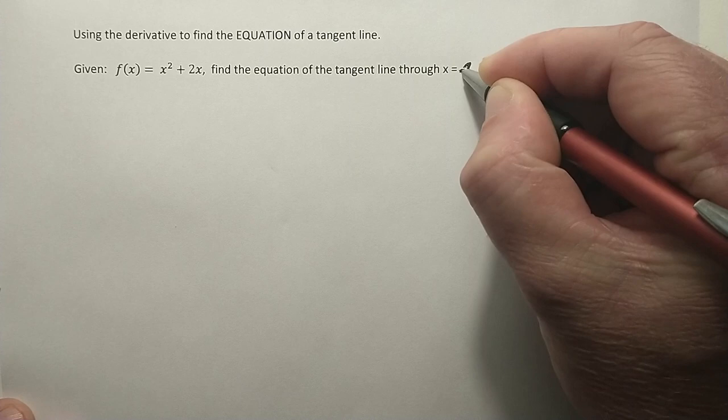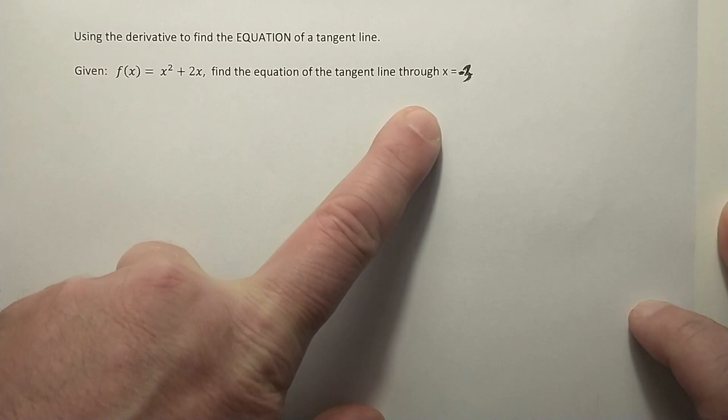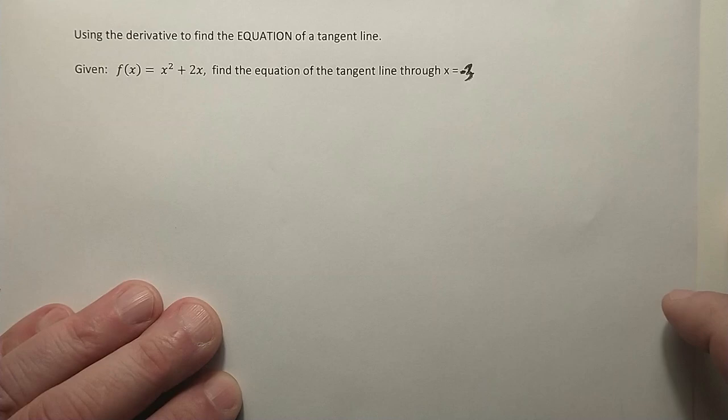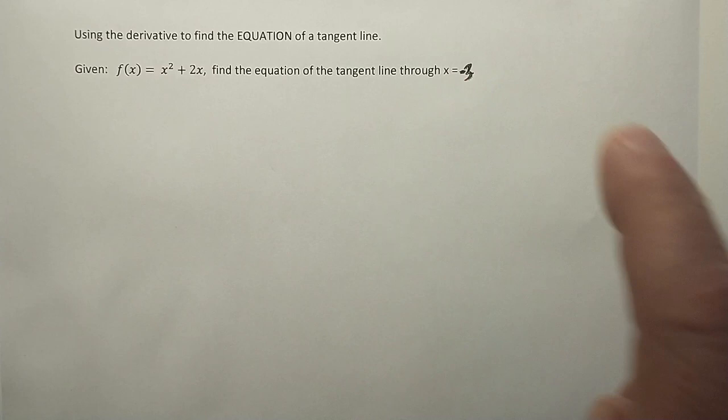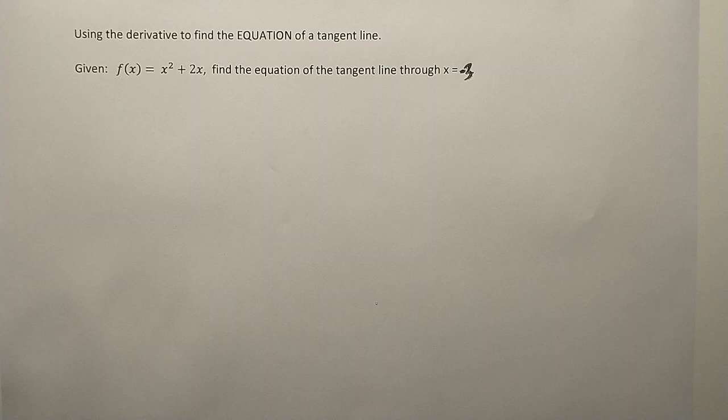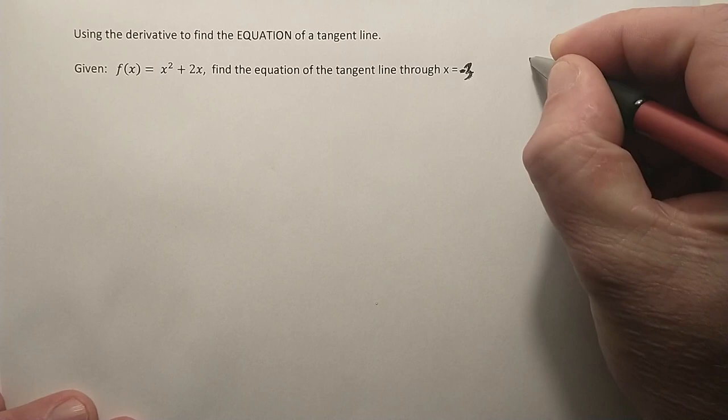Okay, so here's our function x squared plus 2x, and we want to find the equation of the tangent line through the point x equals negative 3. One thing to note is that the tangent line and the function both have to go through this value of x equals negative 3. Since the tangent line touches the graph at that point, it's going to have the same y value as your function.